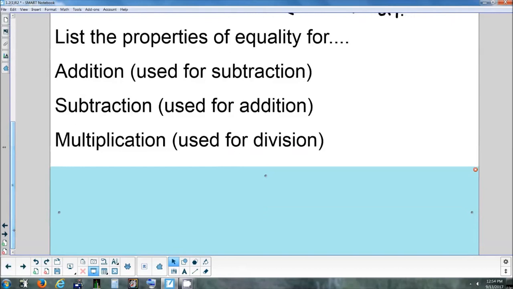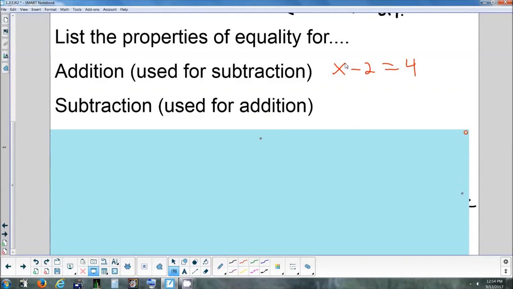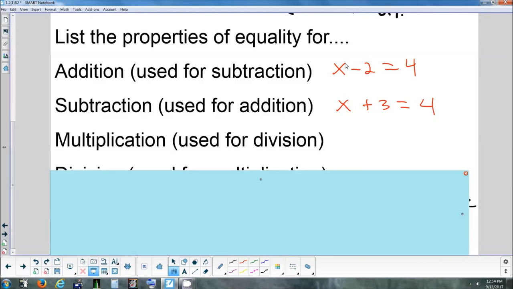And it's back. Okay, so those are the different properties. When you have to add to both sides, I'll just give you an example. You'll have to write this down. That's an example where you would add to both sides. Can somebody give me an example where you would subtract from both sides? Just a simple equation. X plus 3 equals 4.